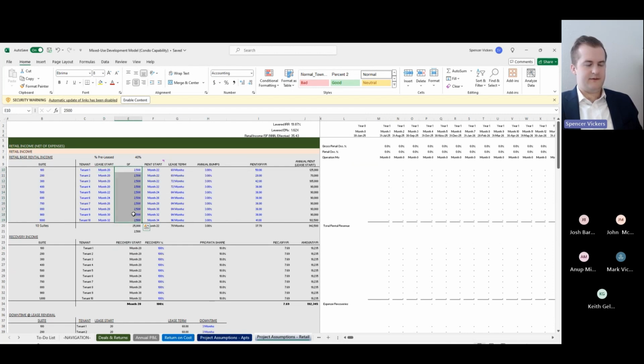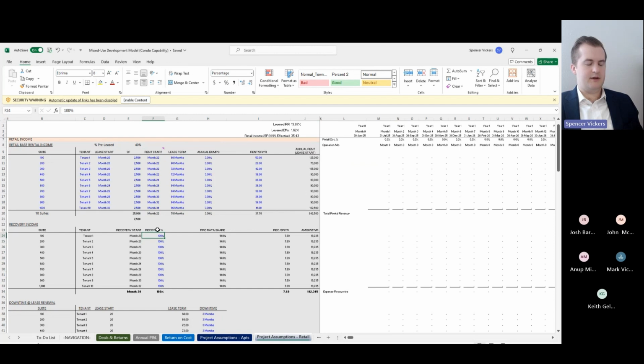The square footage for those individual suites, the length of the lease term for those tenants, annual percentage increases, and then the rent per square foot. This is expense recovery information. Really, the only important thing here is how much those tenants are sharing in expense recoveries on a pro rata basis. For triple net tenants, this is mostly going to be 100%. Full service, this would be 0. Any base year stop or modified gross, etc., you could come in and just change that percentage accordingly.